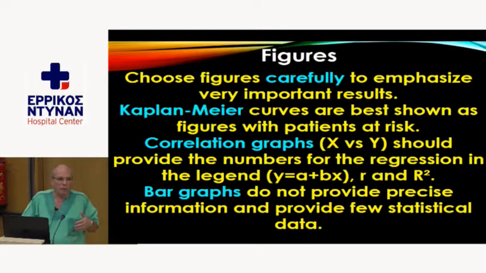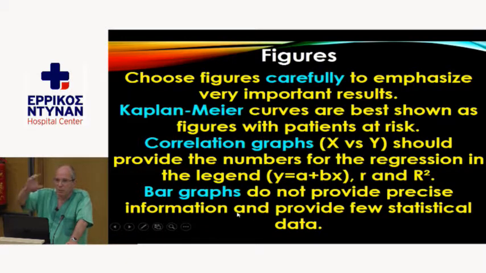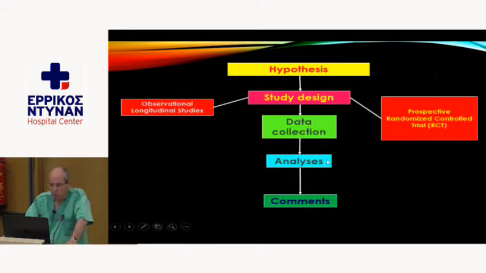We must say that most of the journals allow supplementary material to be put online, but not printed. Kaplan-Meier curves are best shown as figures with the patients at risk, and these are the most important. If you are presenting correlation graphs, X versus Y, you should provide the numbers of the regression, the legend, and so on. Bar graphs do not provide information. Please try to avoid the bar graphs. They are totally useless. What is represented in a bar graph can be represented in one line in a table. So these are in general used to emphasize something, but choose carefully the bar graphs you want to use.